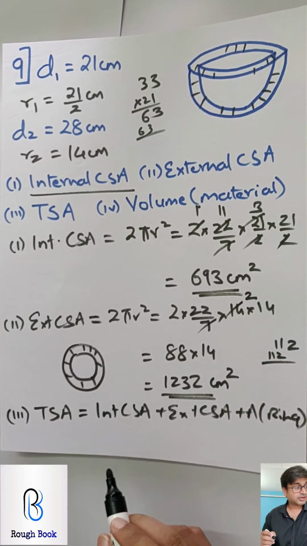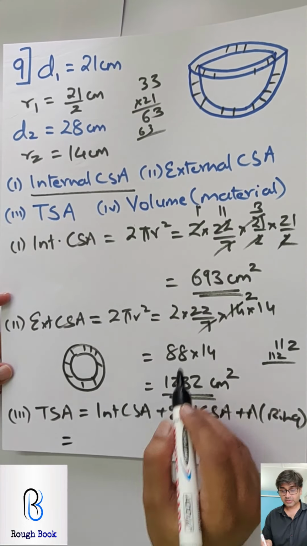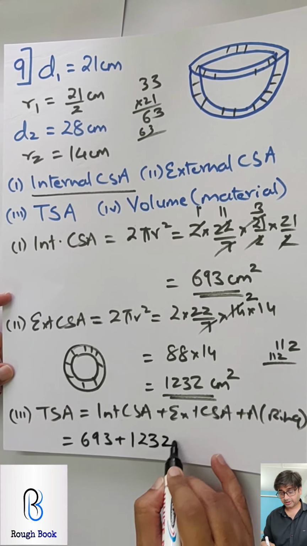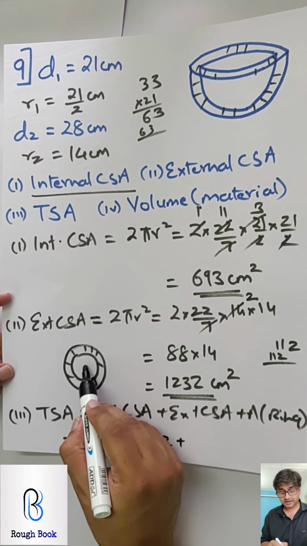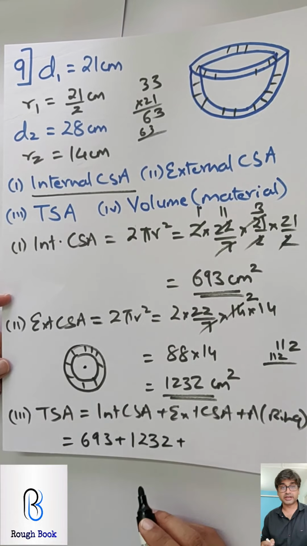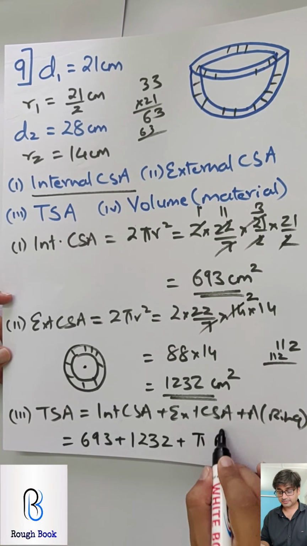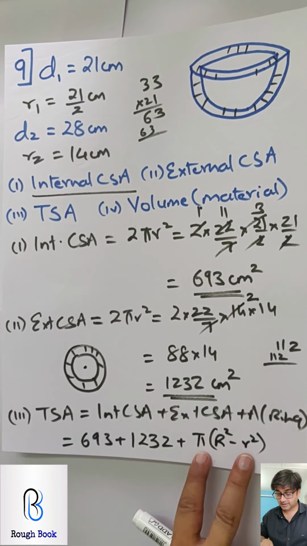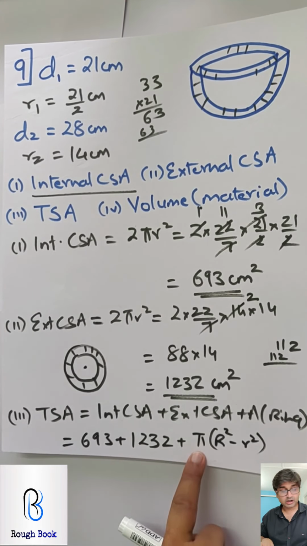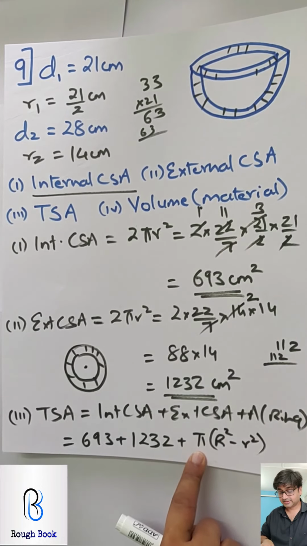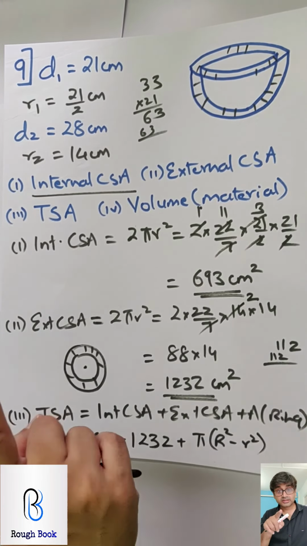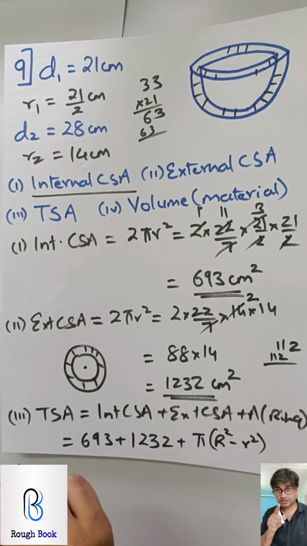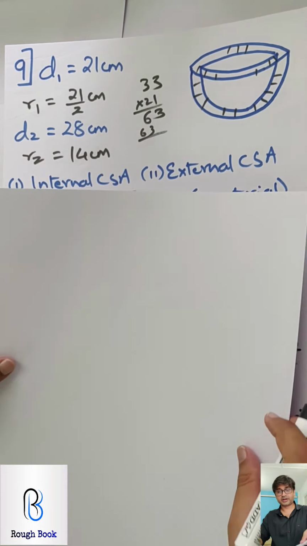Are you getting it? So therefore, inner curved surface area is 693. External curved surface area 1232. And ring will be area of outer circle minus area of inner circle. So that means pi R square minus r square. See, pi R square is outer. Again pi r square is inner. And I have pulled out pi common. So it becomes very simple for me to follow. Solve this and get me the answer for total surface area. Don't cheat. Come on your own. Pause the video right now.